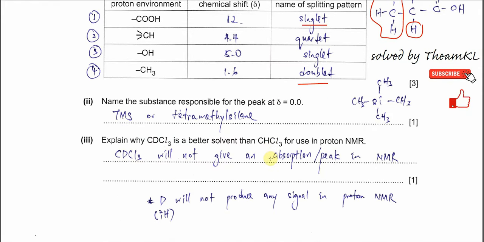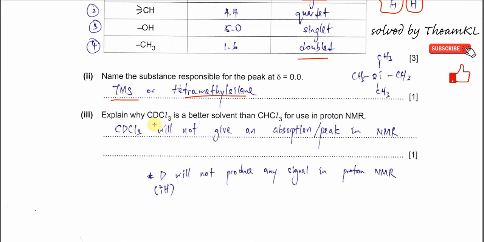Part 2. Name the substance responsible for the peak at chemical shift zero. This is a standard I told you. Or you can put the tetramethylsilane. This is the full name. How it looks like is this. So the silicon with four methyl groups. So tetramethylsilane. Okay, so this is the standard used for proton and carbon NMR.